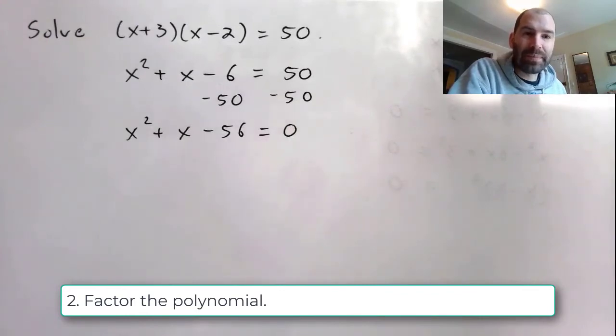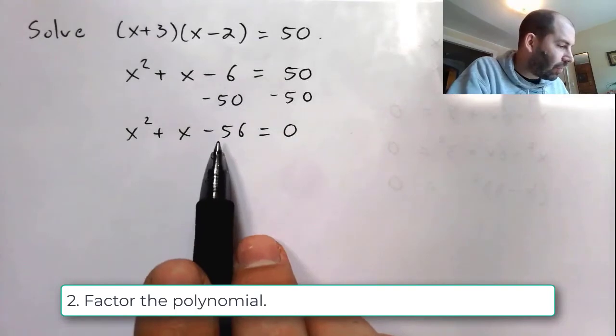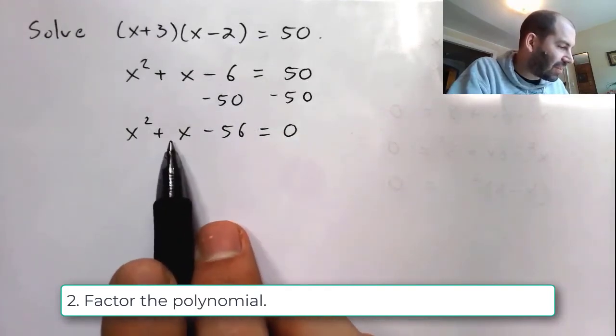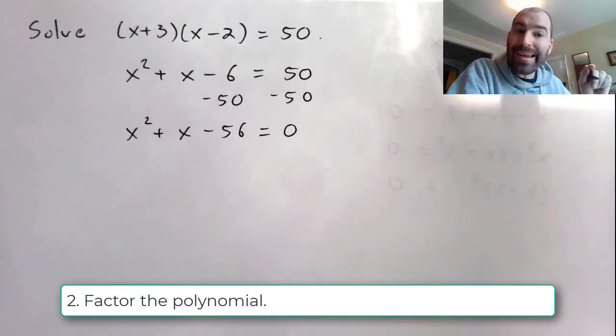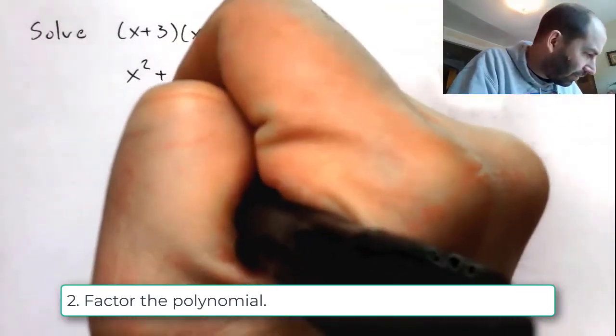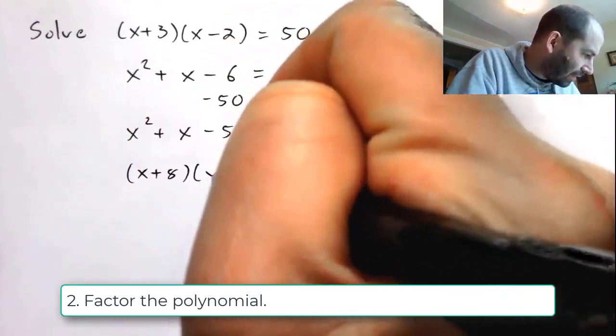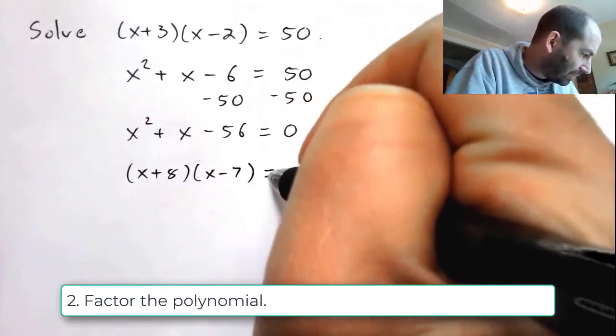Okay, so 3, 2, 1. Okay, hopefully you realize we're looking for two factors of negative 56 that add to 1, right? So those factors are 8 and negative 7, right? So that's going to factor as x plus 8, x minus 7.